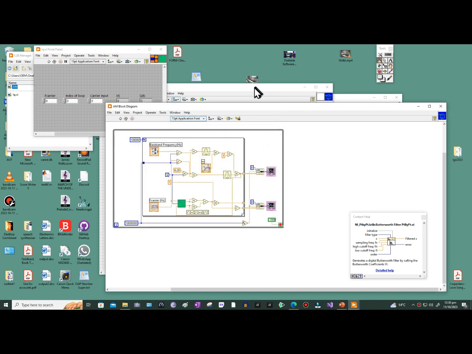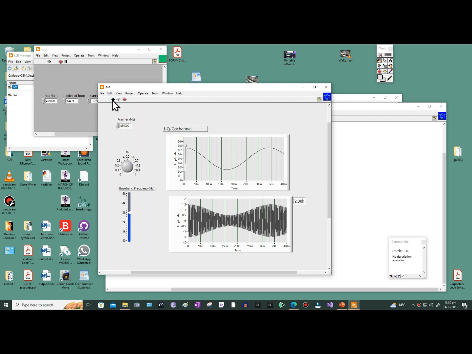Let's just see it working. You get a lovely clean result. So let's just vary the frequency. There it is. I've just made the bandwidth up to 5 kilohertz because that's typically what an AM signal is, and here's the demodulated signal.